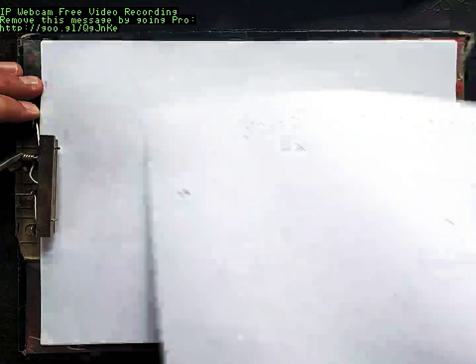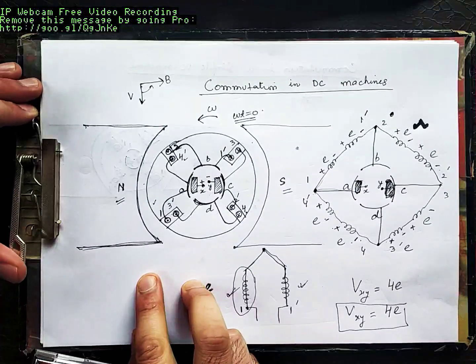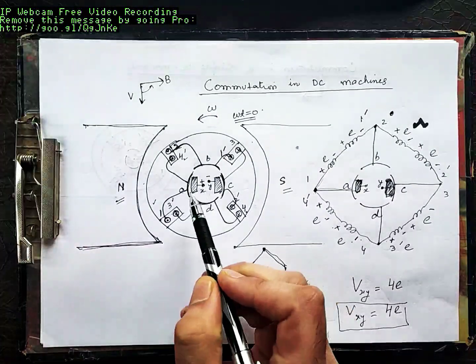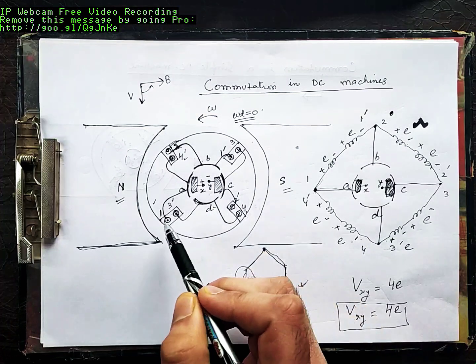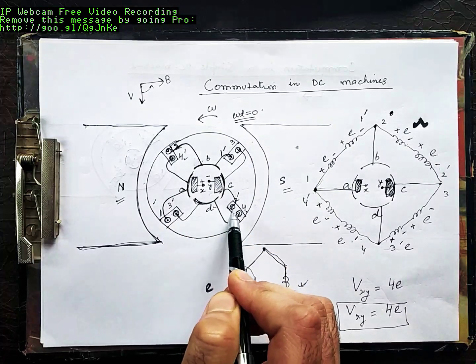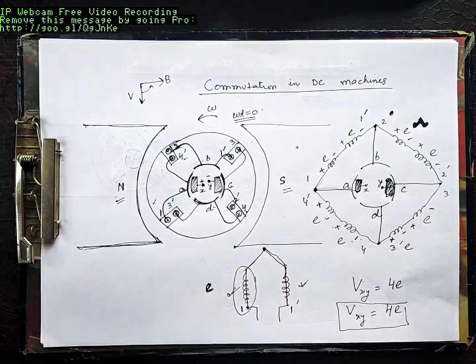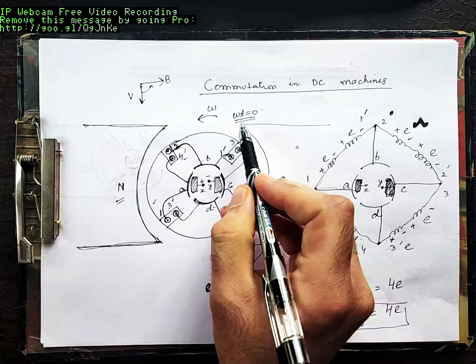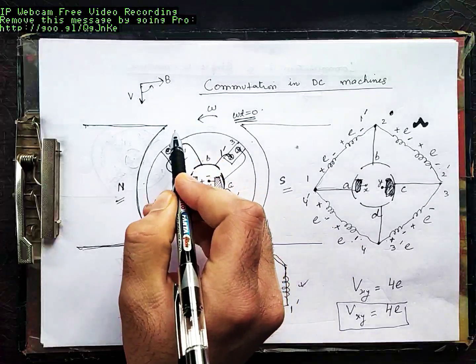Let me use the bigger picture. A, B, C, D, 4 commutator segments, 4 coils. Coil side 1, coil side 1 prime, coil side 2, coil side 2 prime, coil side 3, coil side 3 prime, 4 and 4 prime. Let us suppose this is at omega t equals 0, since my rotor is rotating in this direction, anti-clockwise.